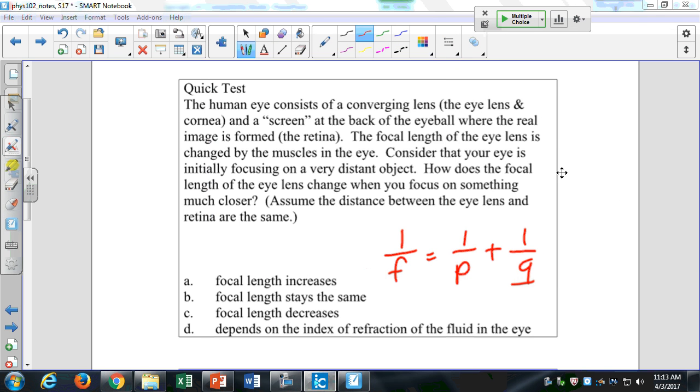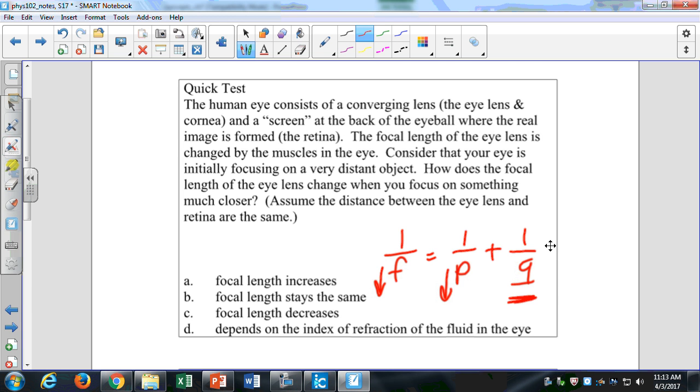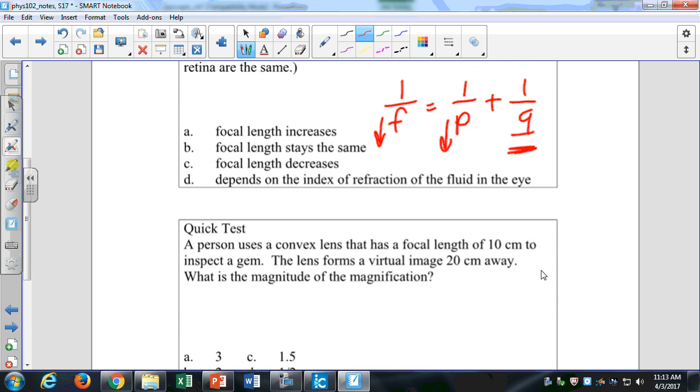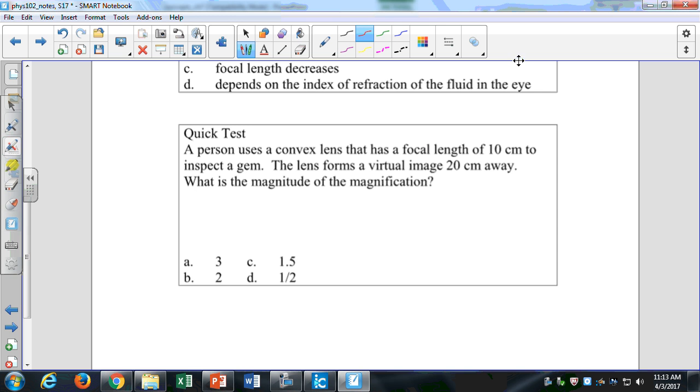So let's see. What's happening is the image distance stays the same, so q remains constant. That doesn't change. And so I want to know what happens when p decreases. What happens when p decreases is that f must also decrease in order for that equation to still be the same. We'll come back to this for images that are formed with our ray diagrams, and it'll make a little more sense, and we'll talk about that a little bit more. Let's try this one as well.